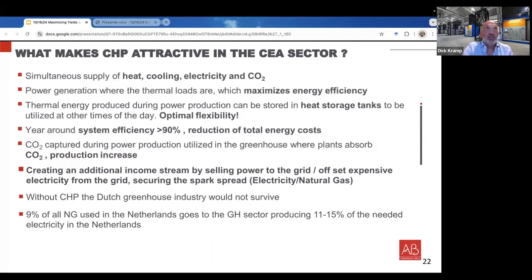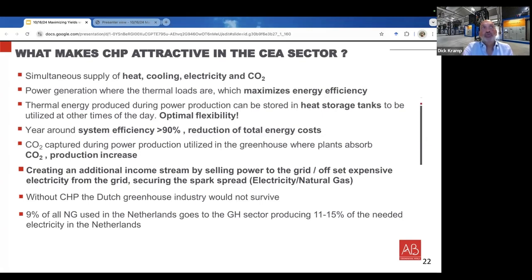When you size it as such, the system efficiency on LHV, the lower heating value of the gas, is larger than 90%. We have even reached projects in the US that are going in the direction of 95, 96%. So for every MMBTU that we burn, more than 90% is used in the greenhouse. CO2 is captured during this power production and will be blown into the greenhouse.